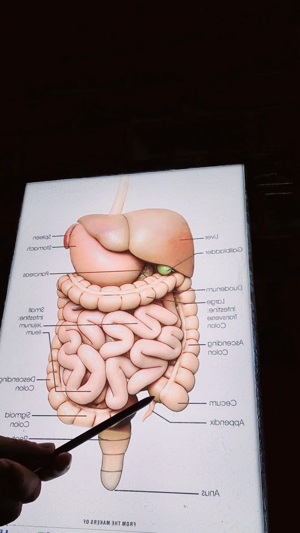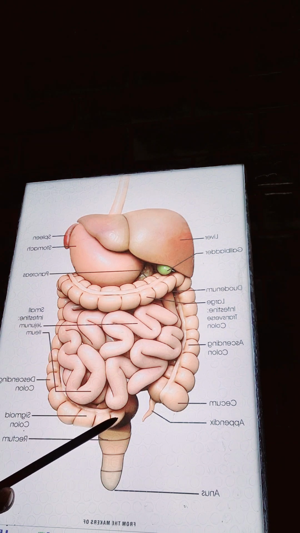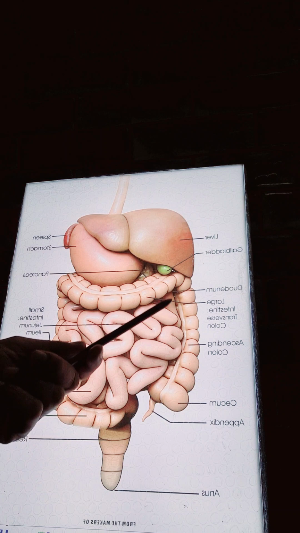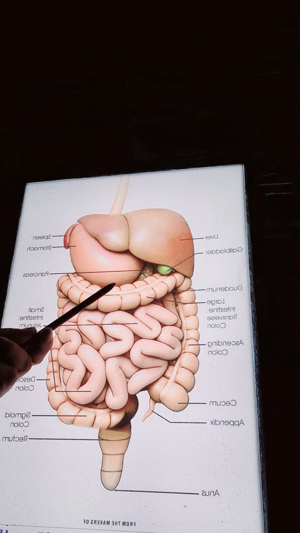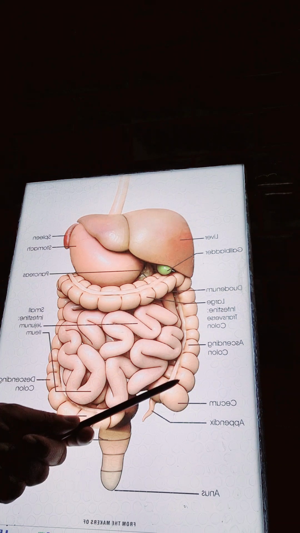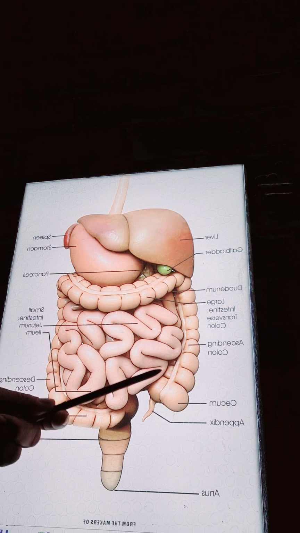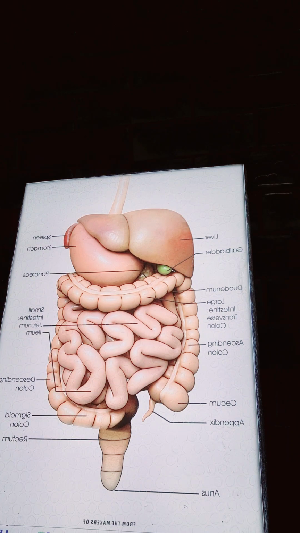So this acute non-toxic megacolon is an exclusion diagnosis. First, you will have to exclude all other causes of intestinal obstruction, distal intestinal obstruction. When you have ruled out all these causes and still this colon, this part of the large intestine, is dilated, we call it acute non-toxic megacolon.